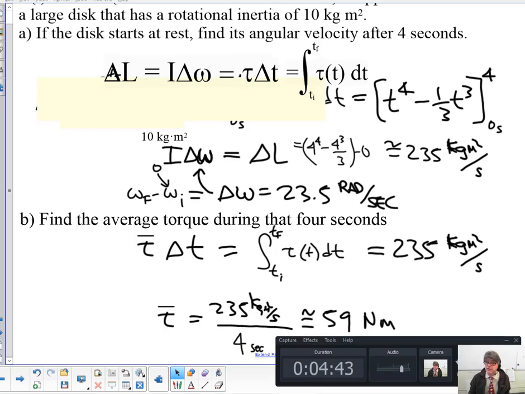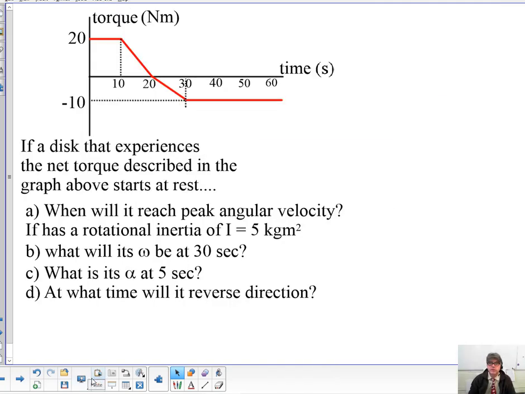I'm just going to pause for it. Okay, so this one is really kind of similar, but it's a graph, and it's a piecewise graph instead of a function, and you're giving torque times time.